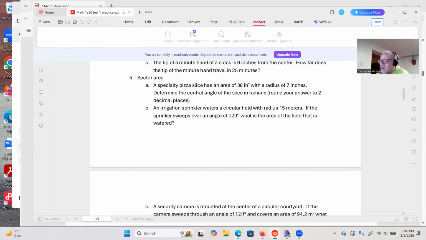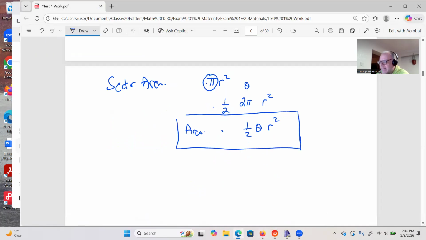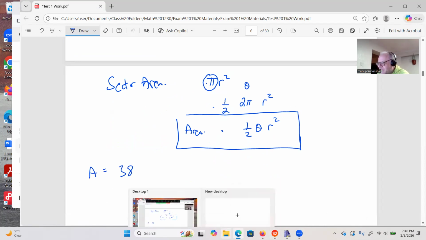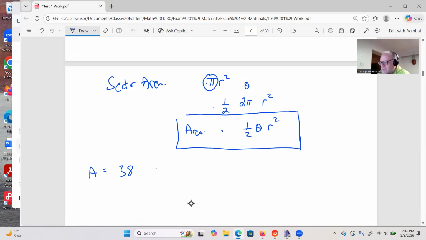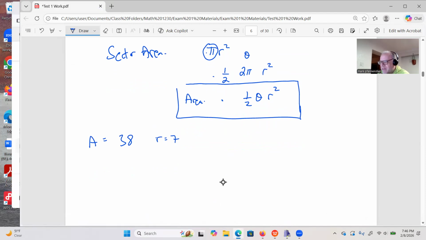All right. The first one says we have a specialty pizza slice with an area of 38 inches squared. So my area is equal to 38. The radius was equal to 7, so r is equal to 7. And then we have to figure out what theta is. So we're going to start plugging some things in: 38 equals 1/2 theta times 7 squared. And we want to know what theta is, so let's start solving for theta.